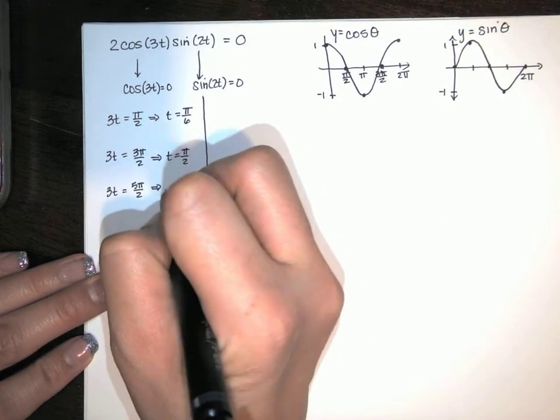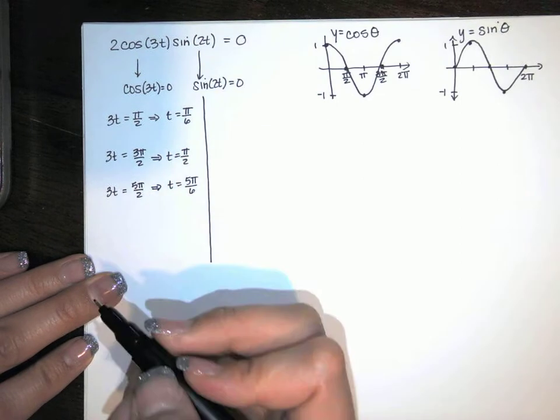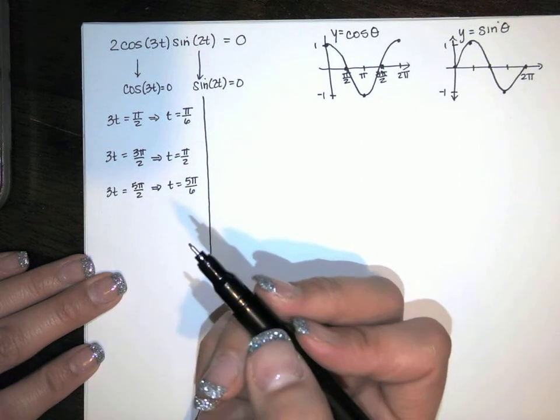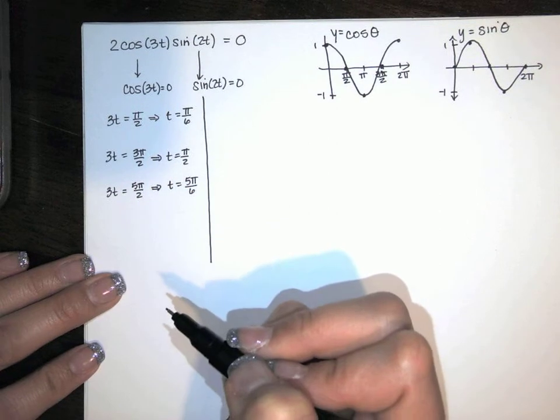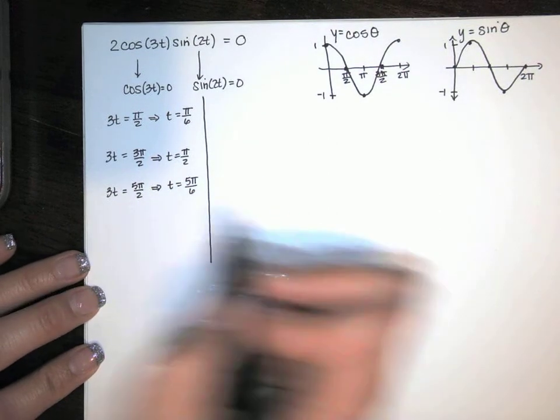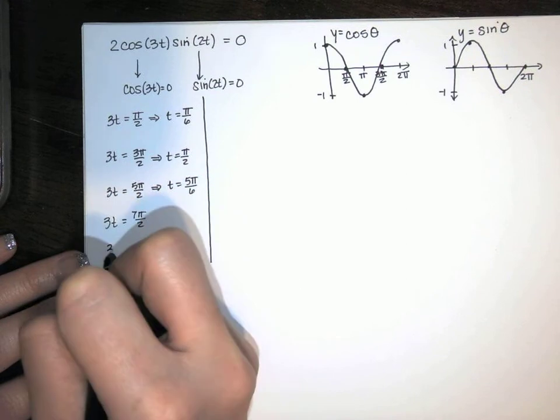Let's take this one and divide by 3. So we're going to get 5 pi over 6. Remember, dividing by 3 is multiplying by 1/3. So I'm just doing 1 over 3 times this, and the 2 times 3 is giving me the 6. Say, okay, well that's still within 0 and 2 pi. So keep going. Do 7 pi over 2. Let's do 9 pi over 2.